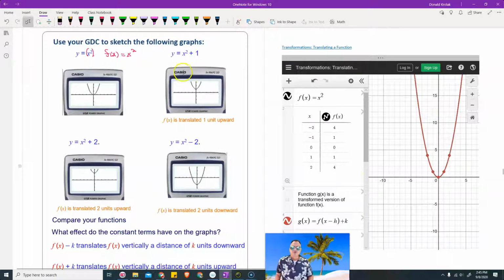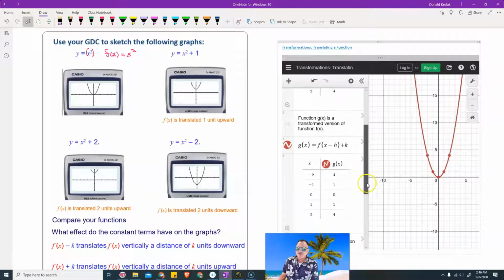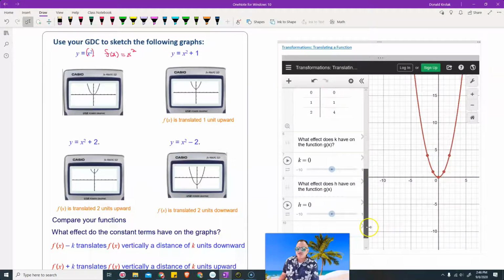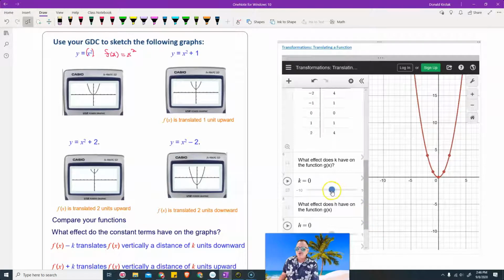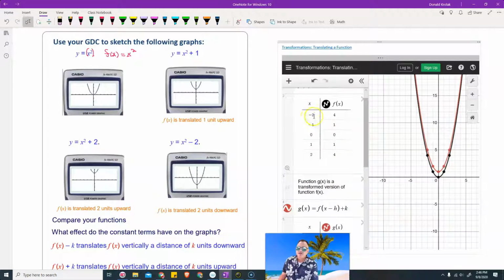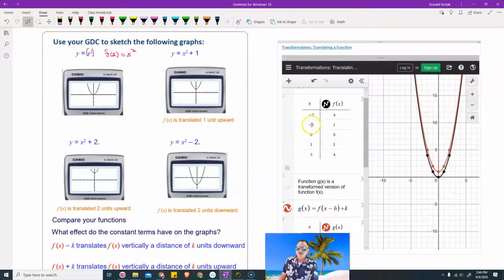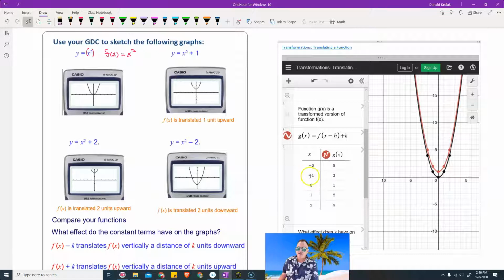Okay. So, for example, if I took x squared plus 1, what would that do to the graph? Okay, so that's adding 1 to the output. So I'm just going to take k and slide it to 1. And you can see what it did. It moved the graph 1 slot up. If we look at the table, negative 2, 4 now became negative 2, 5. Negative 1, 1 became negative 1, 2. So what this did was it added 1 to each y-coordinate.